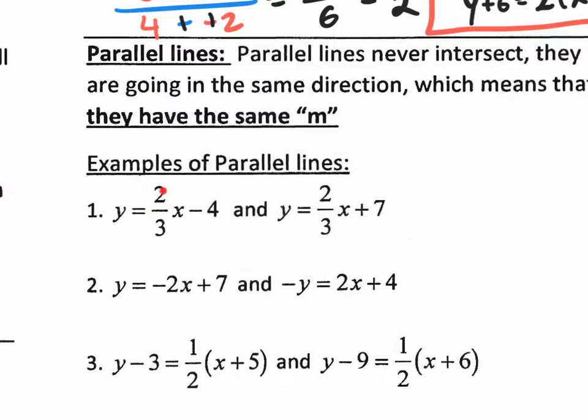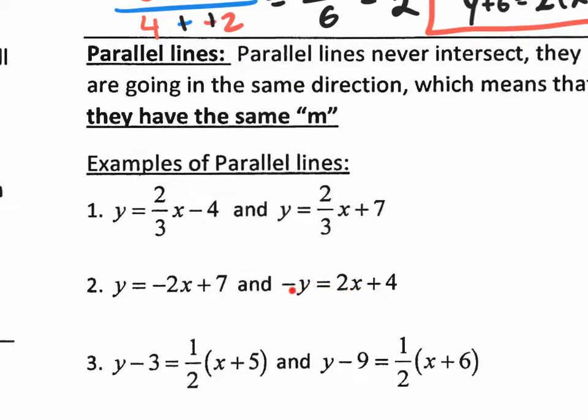Right here, my m value is 2/3. Right here, my m value is -2. Right here, my m value is 1/2. What's the m value right here? It's not 2. It's actually -2, right? The only way you could see the m value is if you have y equals mx plus b. And right here you have a negative, right?